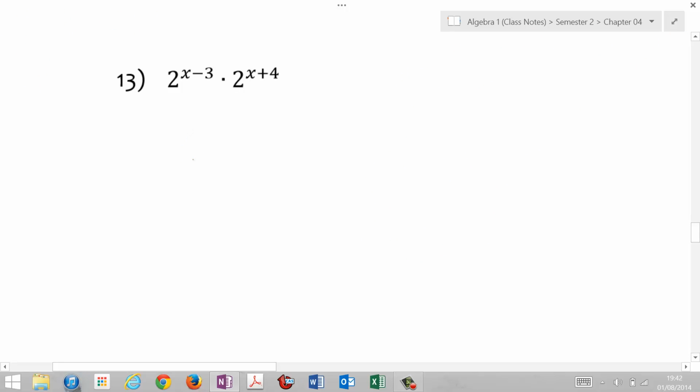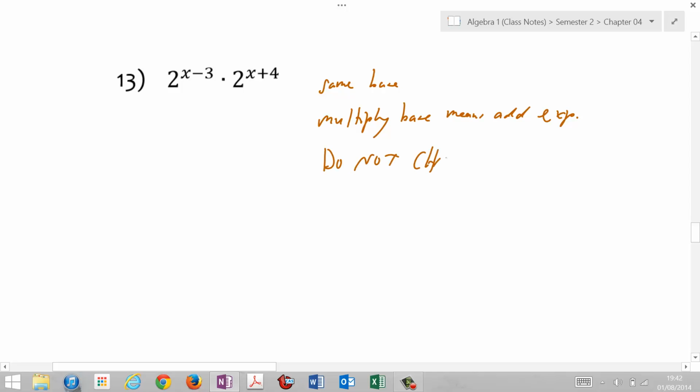Number 13, we're just going to multiply the bases, which means we add the exponents. So I don't make 2 times 2 is 4. No, no, no, no. They have the same base, which means that when we multiply, all we do is add the exponents. We don't change the base. Multiply base means add exponent. Do not change the base.